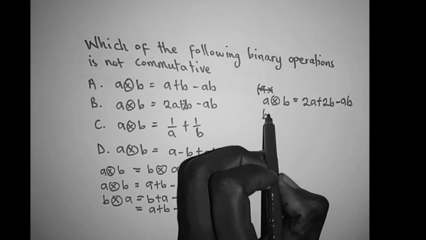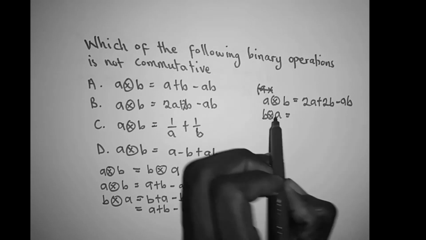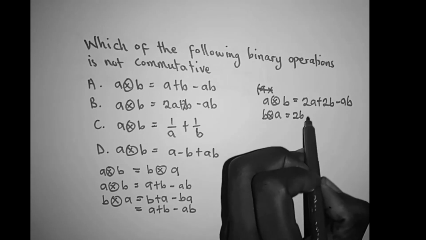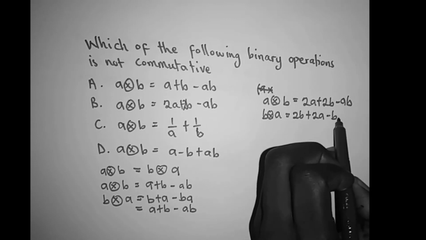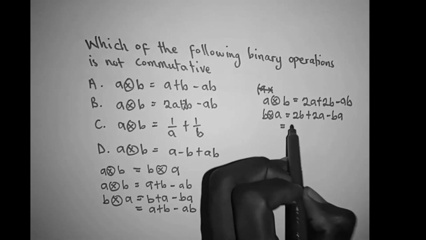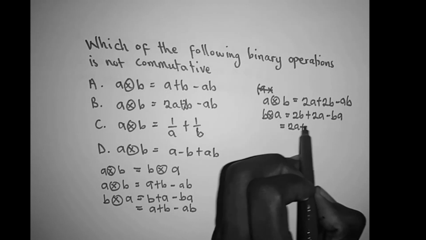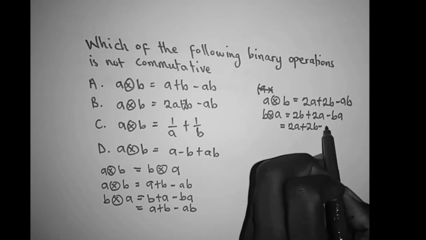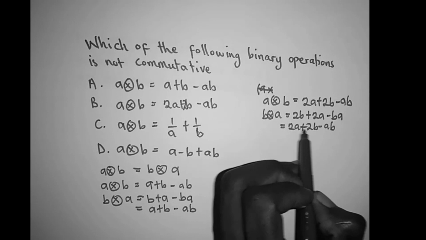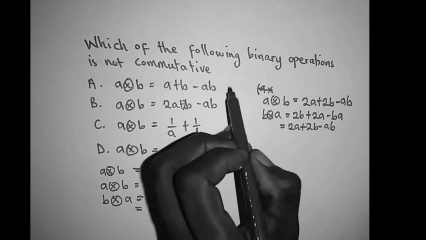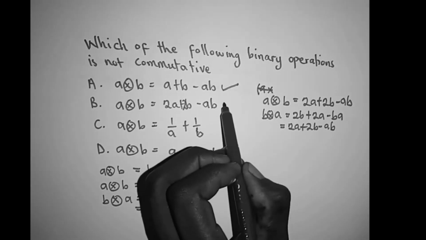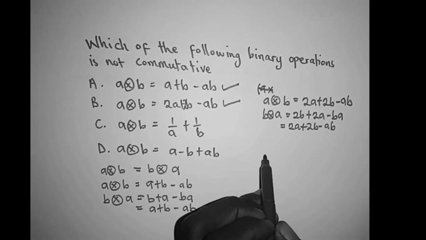What is B operation A? It's 2B plus 2A minus BA. If we rearrange, we will get 2A plus 2B minus AB. It is also the same as the first, and that makes B also commutative. So this is commutative, and B is also commutative.